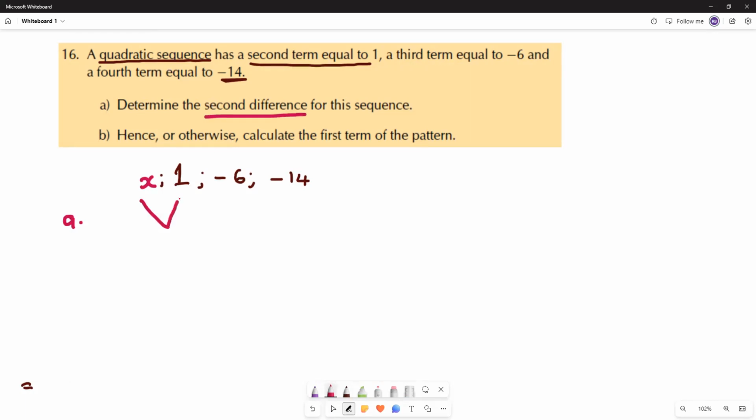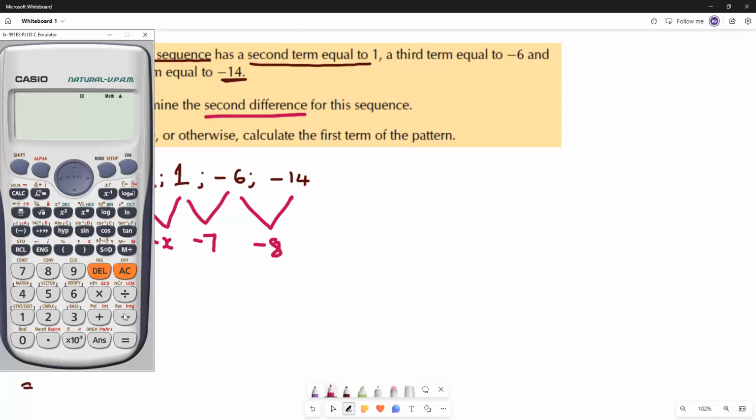That should be fine. Remember, we just have to subtract here. 1 minus x will give you 1 minus x. You can't do anything. -6 minus 1 is going to give you -7. -14 minus -6 will give you -8, I think. Let's just confirm that. We take -14 and subtract -6 in brackets. That gives us -8. That's fine, then we proceed.